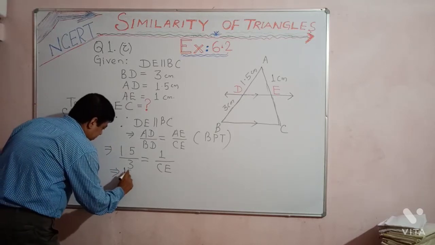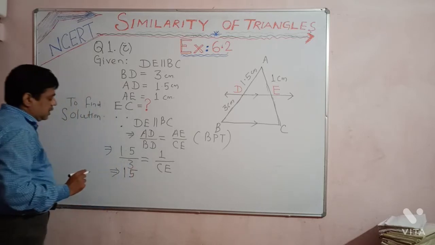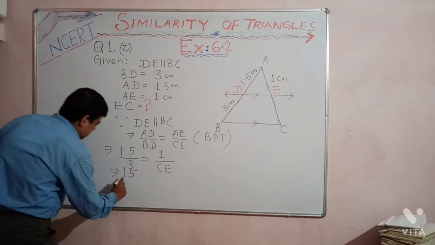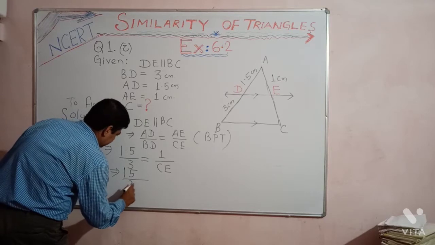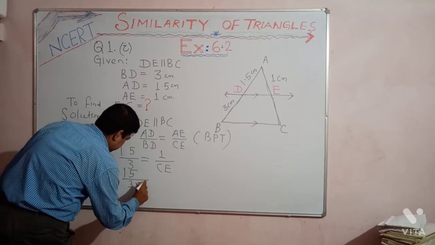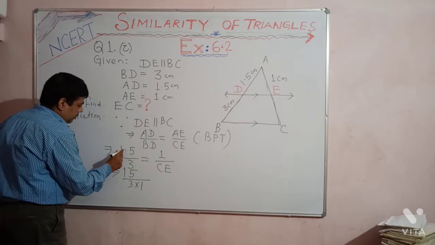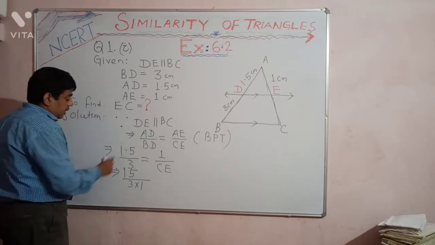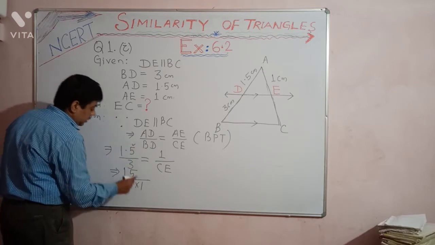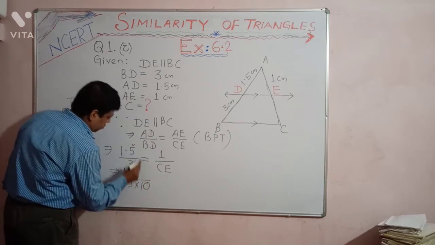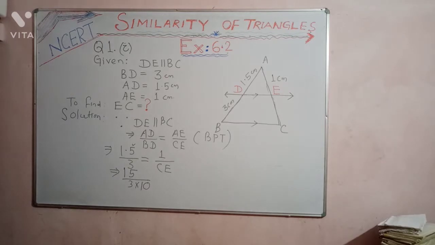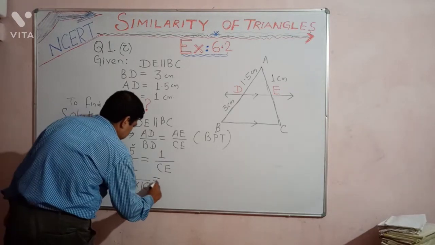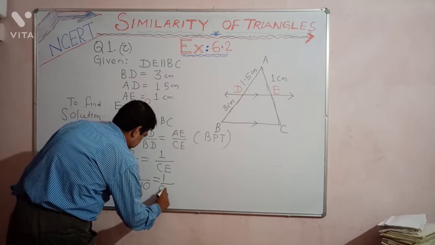First you remove the decimal point. After removing the decimal point, the number will be 15 upon 3. Then write 1 in the denominator of the numerator. In 1.5, the decimal part contains 1 digit, so you have to put 10. This is how you remove the decimal point, and that is equal to 1 upon CE.